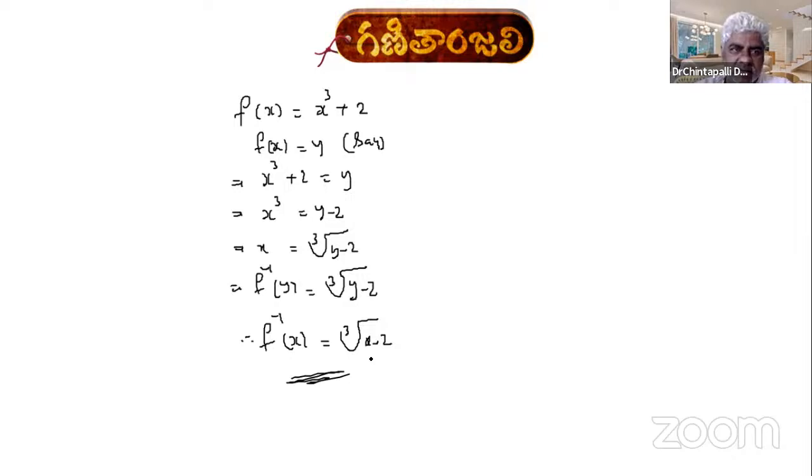But if the given function contains terms other than x square or x, it will be more complicated. We have a formula to solve quadratic equations, that means second degree equations, x square. But there is no easy formula to solve cubic equations. If x cube is there, it is called a cubic equation.